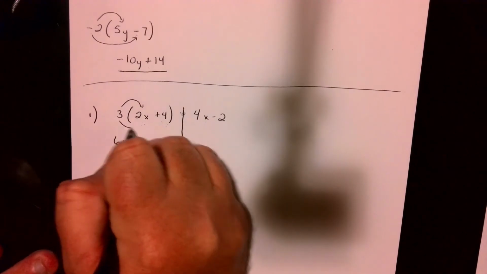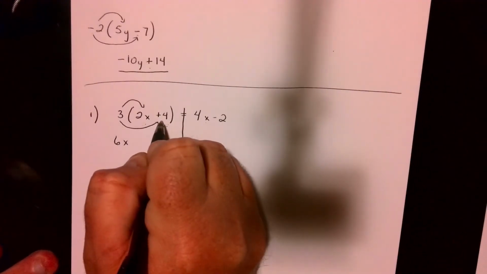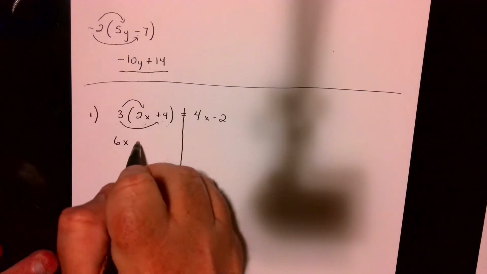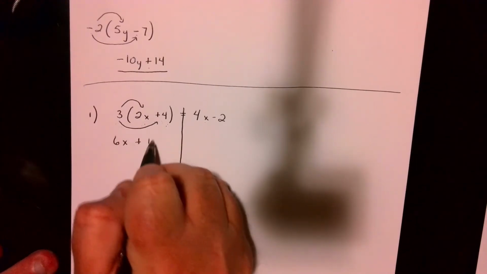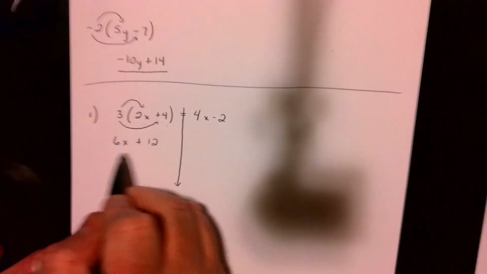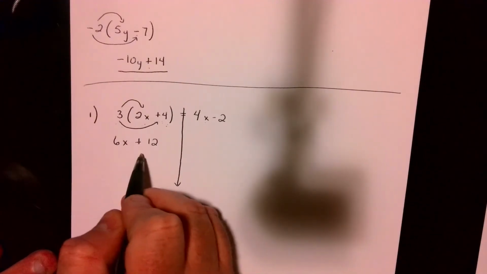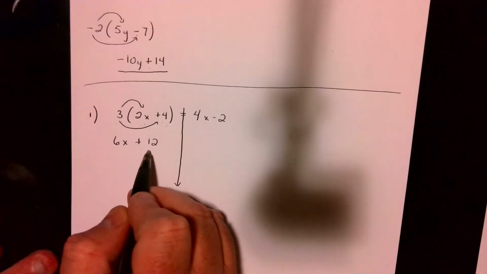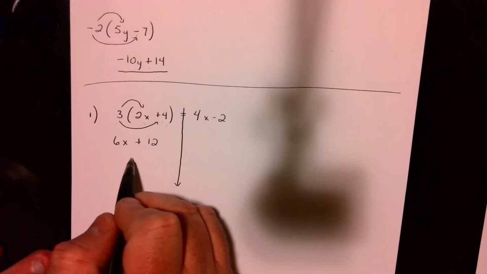Then I also have this 3, and it's times by a positive 4. So a positive times a positive makes a positive, and 3 times 4 is 12. Okay, so I write that below. Now 6x plus 12, I cannot group those. That is all I can do to this side. This side is now being cleaned up.